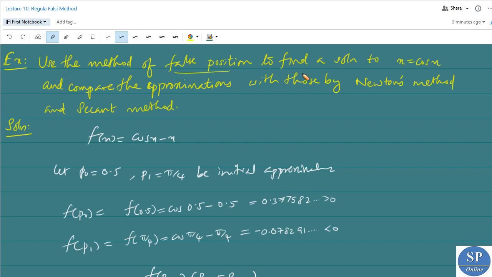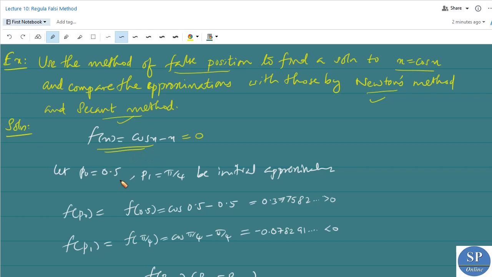Use the method of false position to find a solution to the equation x equal to cos x, and compare the approximations with those by Newton's method and secant method. Here our equation is cos x equal to x, that is, the function f of x equal to cos x minus x, which is equal to 0. In the previous lectures we already approximated the roots of this equation by Newton's method and secant method. Now we are going to approximate the roots of this equation by the Regula-Falsi method, and we have to compare the result with the approximations by Newton's and the secant method.